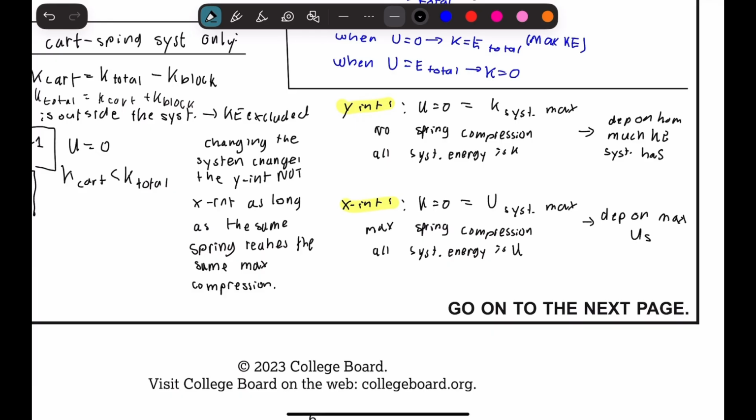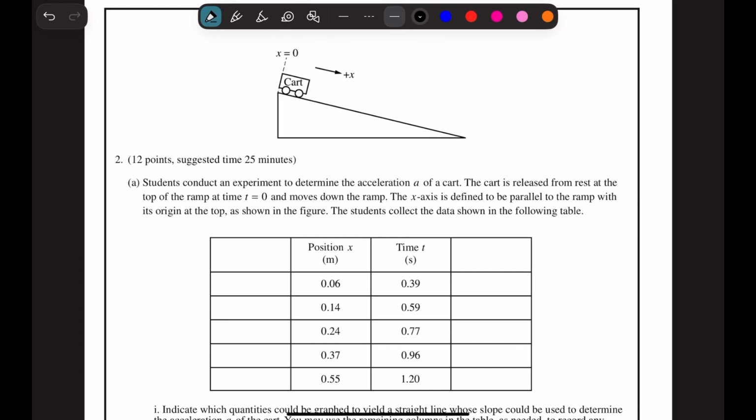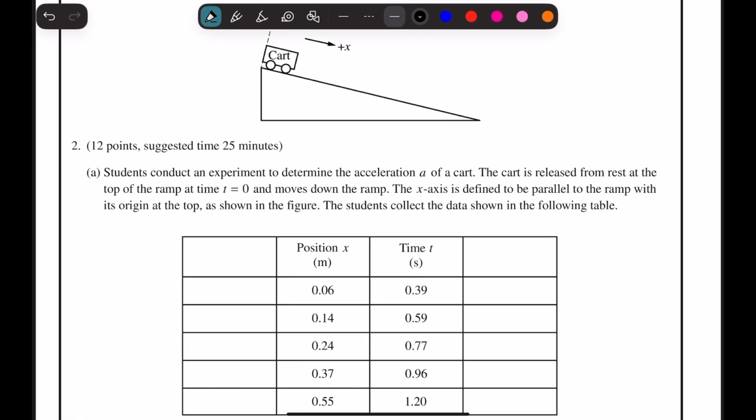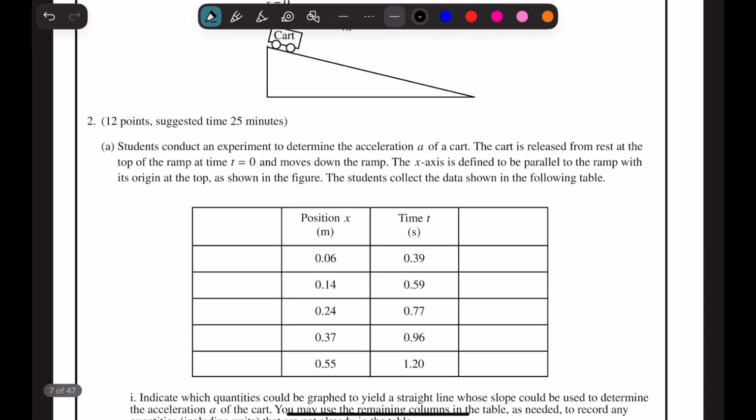So now we can move on to our next question. So we're on to 2. Students conduct an experiment to determine the acceleration A of a cart. The cart is released from rest at the top of the ramp at time t equals 0 and moves down the ramp. The x-axis is defined to be parallel to the ramp with its origin at the top as shown in the figure. The students collect the data shown in the following table.